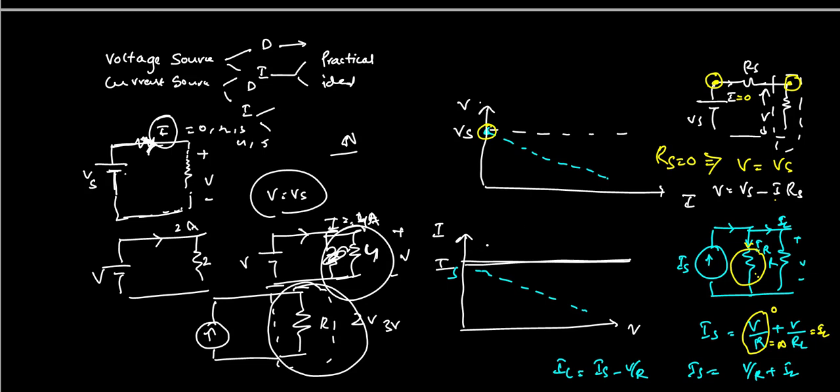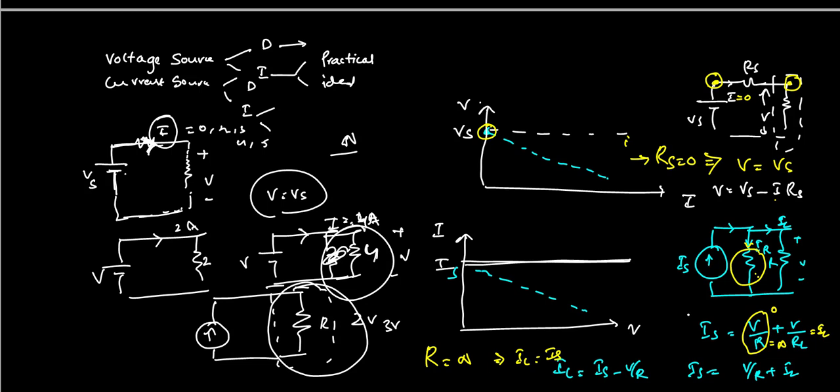When V equals Vs, this is the ideal voltage condition. So load voltage equals supply voltage. When it happens, it is an ideal voltage source. RL equals infinity. When R equals infinity, load current equals supply current. This is the ideal condition, the ideal current source condition.